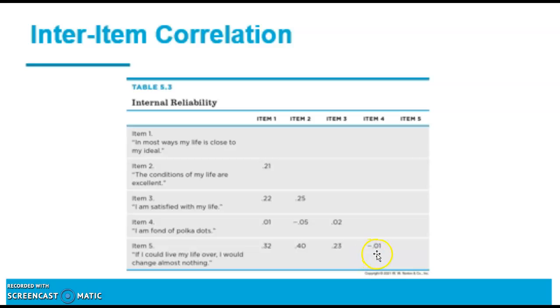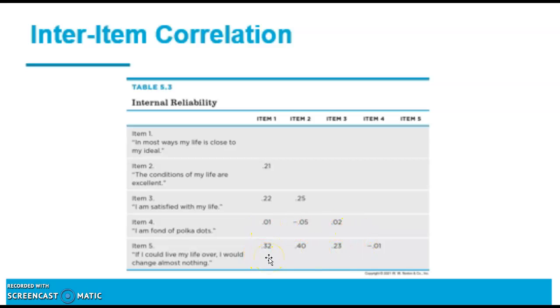So this negative 0.01 is not a number that you want to see. So item 4 is probably not related. 0.01, negative 0.05, 0.02, we look at it. I am fond of polka dots. Is probably not related to, in most ways my life is close to my ideal, the conditions of my life are excellent, I am satisfied with my life, and if I could live my life over, I would change almost nothing.